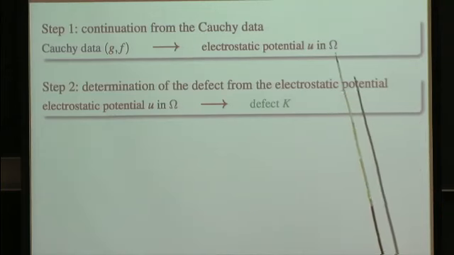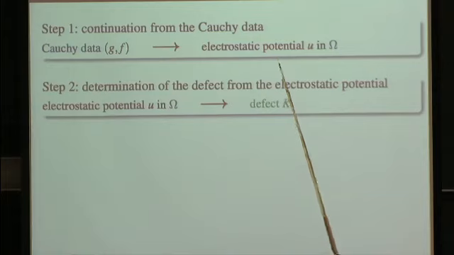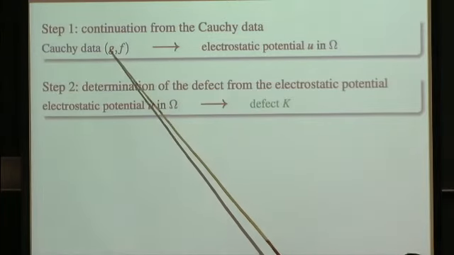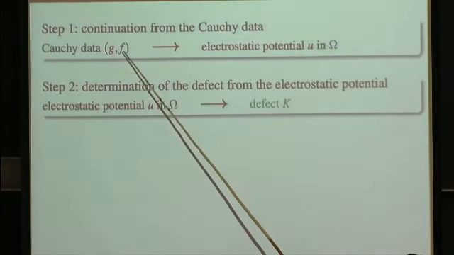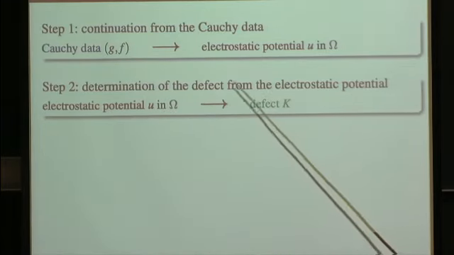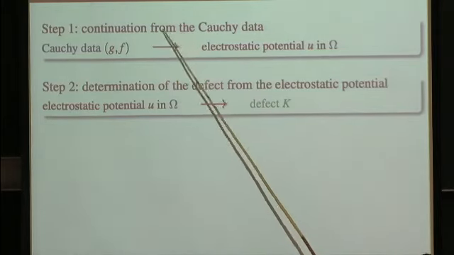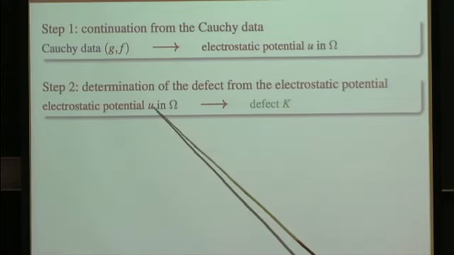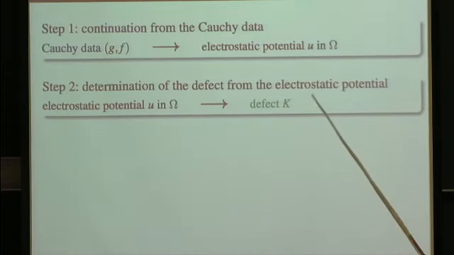Okay, but I'm focusing in this talk on reconstruction. And the idea of reconstruction is the following. I would like to use a 2-step procedure. So what I have here is my Cauchy data. This is prescribed, this is measured, this is the Neumann datum, this is the Dirichlet datum. And I would like to use a continuation procedure and get from the Cauchy data the electrostatic potential U all over omega. Then, when I have that, I would like to recover some features of the defect.